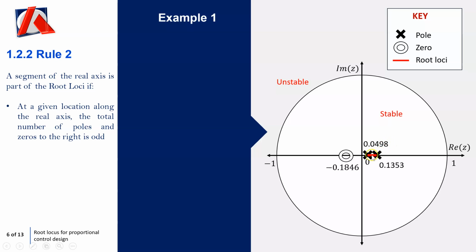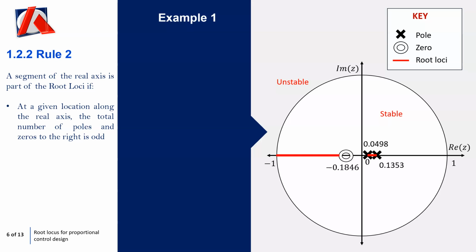And then if I move here, we've now got 2 poles and no zeros to the right. That is an even number, so hence we're not on the root loci. And then if I keep moving, now I've got 2 poles and 1 zero. So what that tells me is that I am on the root loci because the sum of that is 3.